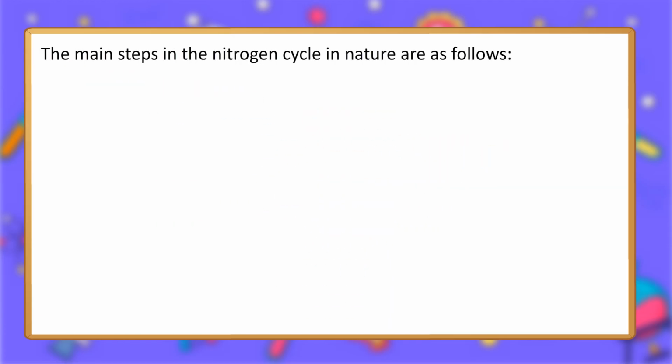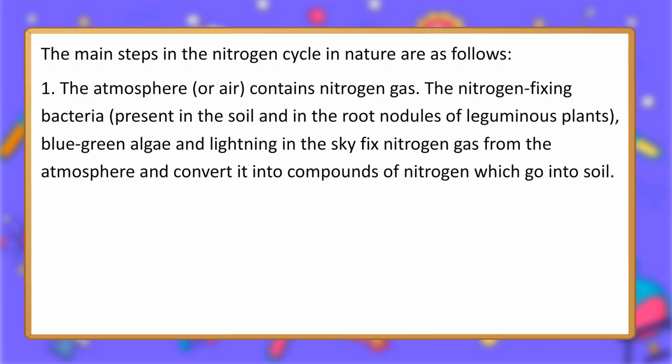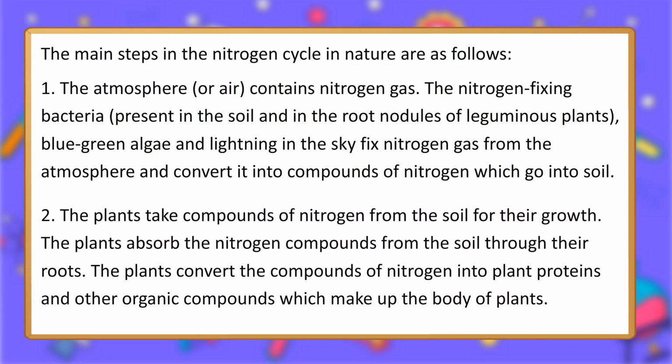The main steps in the nitrogen cycle in nature are as follows. 1. The atmosphere, or air, contains nitrogen gas. The nitrogen-fixing bacteria, present in the soil and in the root nodules of leguminous plants, blue-green algae and lightning in the sky fix nitrogen gas from the atmosphere and convert it into compounds of nitrogen which go into soil.